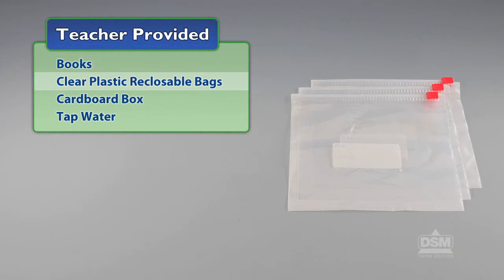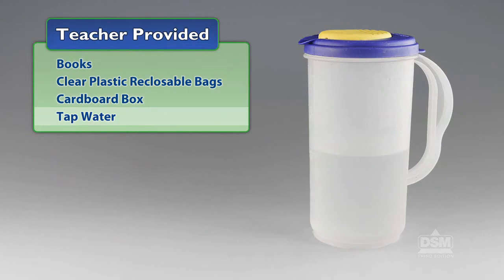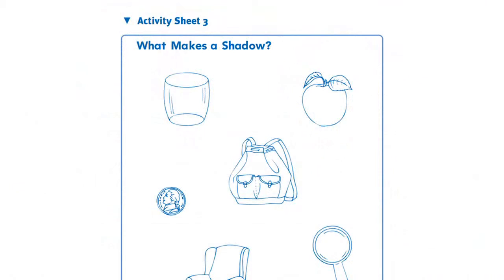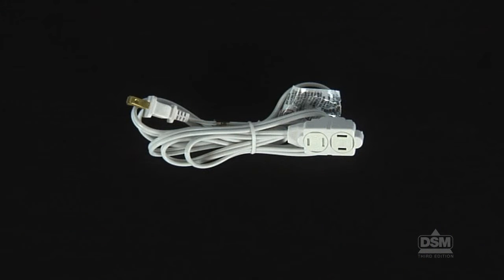You will also need to provide books, clear plastic reclosable bags, a cardboard box, and tap water. To prepare for the activity, make a copy of Activity Sheet 3 for each student. Arrange the room so that it can be darkened as much as possible. Also, collect extension cords as needed.